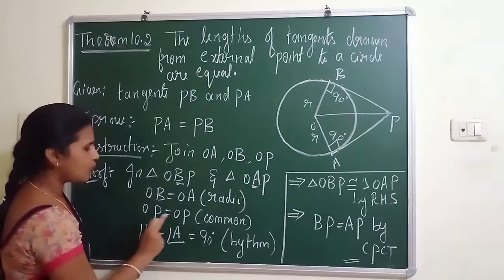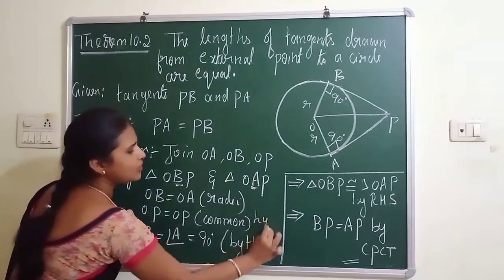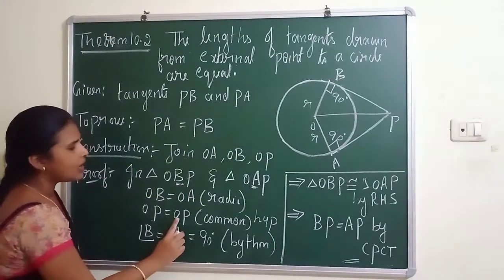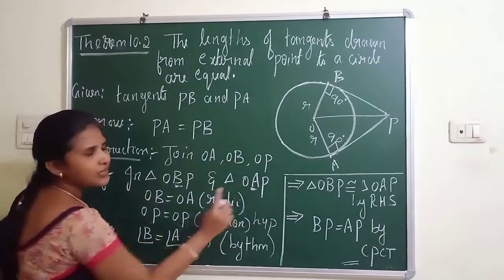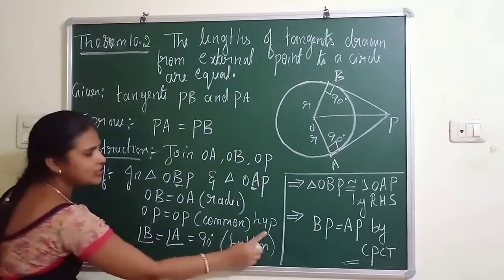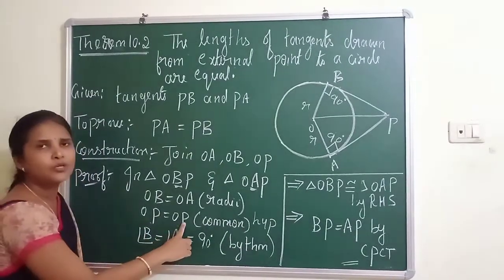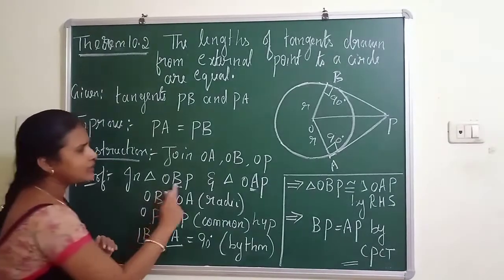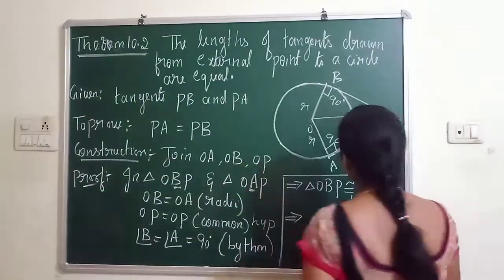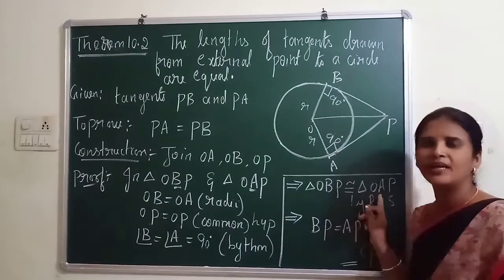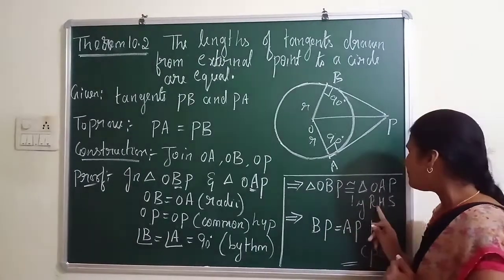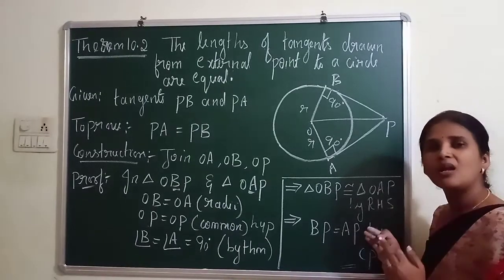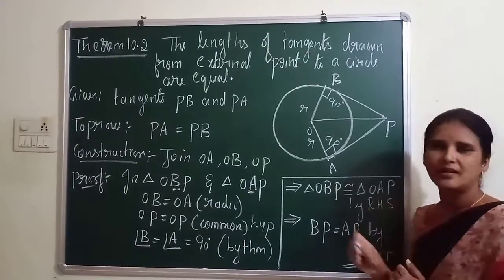And you can see this OP and OP are what? These are hypotenuse for these two triangles. OP is the hypotenuse for that triangle and OP is also the hypotenuse for triangle OAP. So I can mention hypotenuse OP and hypotenuse OP are common. So with this, you can conclude that these two triangles are congruent. These two triangles are congruent by which congruent condition? By right angle hypotenuse side, that is called the RHS congruent condition.